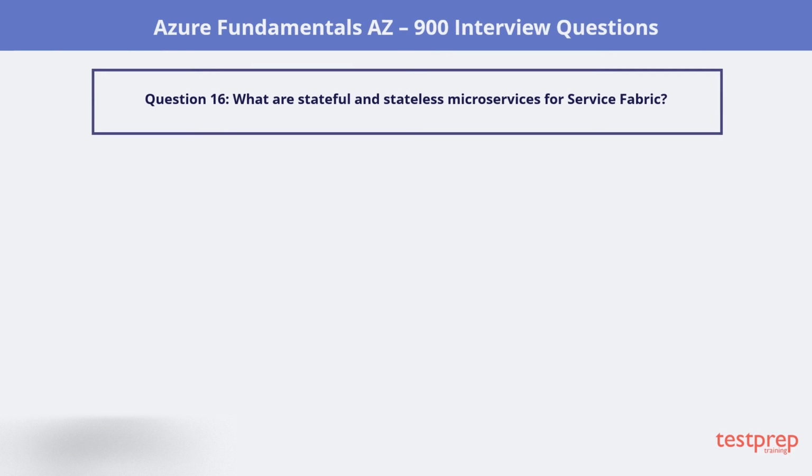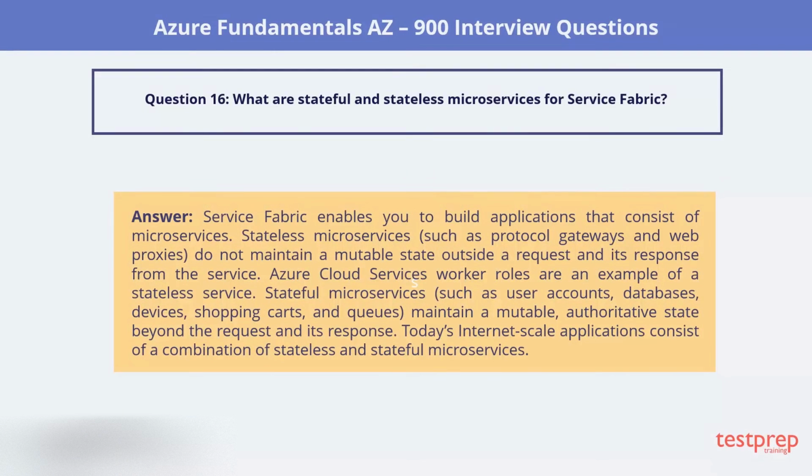What are stateful and stateless microservices for Service Fabric? Service Fabric enables you to build applications that consist of microservices. Stateless microservices, such as protocol gateways and web proxies, do not maintain a mutable state outside a request and its response from the service. Azure Cloud Services Worker roles are an example of a stateless service. Stateful microservices, such as user accounts, databases, devices, shopping carts, and queues, maintain a mutable, authoritative state beyond the request and its response. Today's internet-scale applications consist of a combination of stateless and stateful microservices.